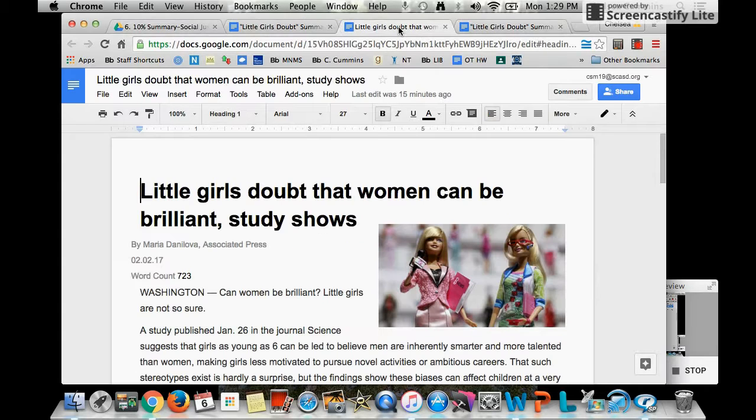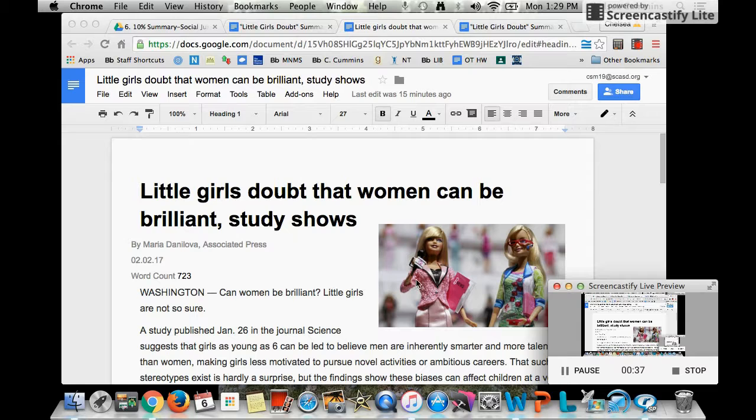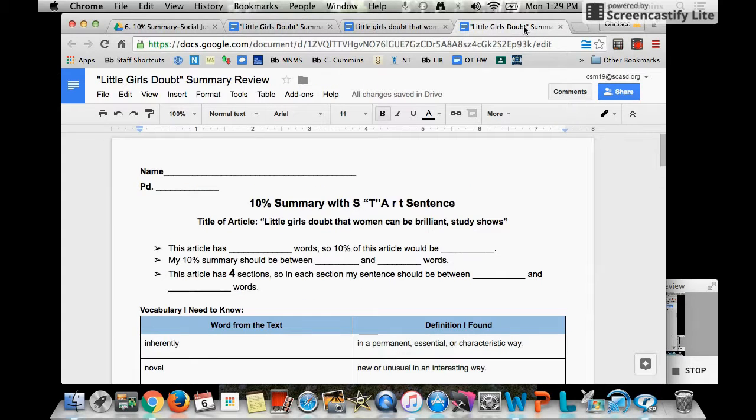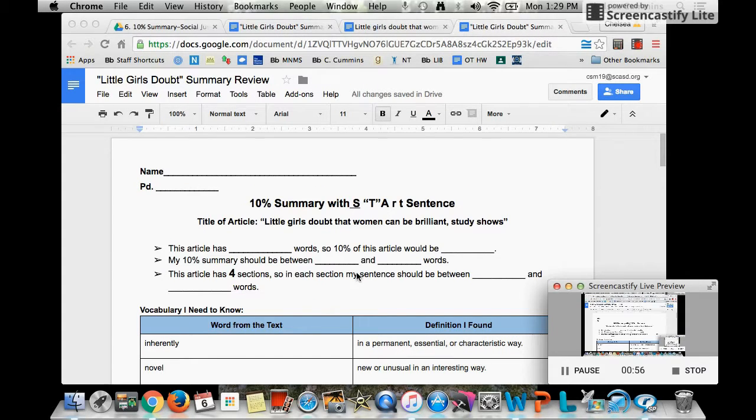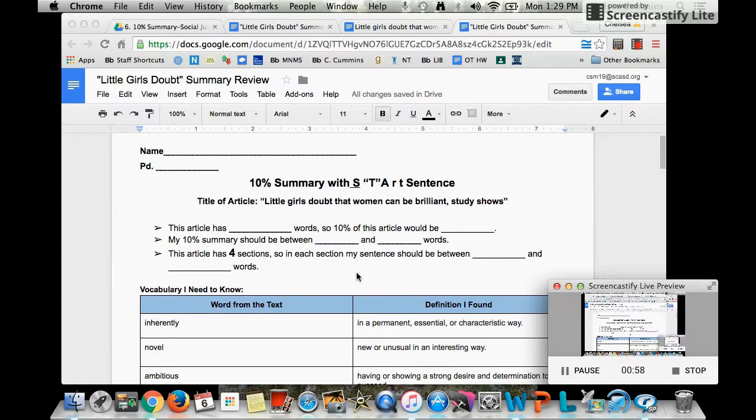The other document that you have is an article entitled Little Girls Doubt That Women Can Be Brilliant, Study Shows. So you can clearly see that we're going to be reading an article that also looks into some social justice topics, and this one is particularly gender inequality. So if we go back to the 10% summary sheet, the first thing that it asks you to do is to find 10% of the article.